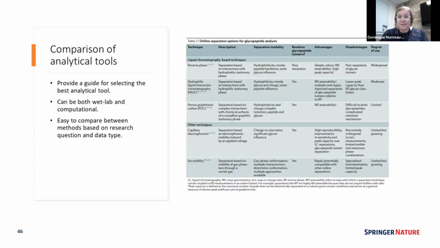Most primers contain some kind of comparison of analytical tools, usually in a table like this, so that the information is easy to find and compare. So in this example, we've got a wet lab analysis that provides information on different separation tools that can be used, how these are used, and their advantages and disadvantages. We also have these types of tables for computational analytical methods as well.